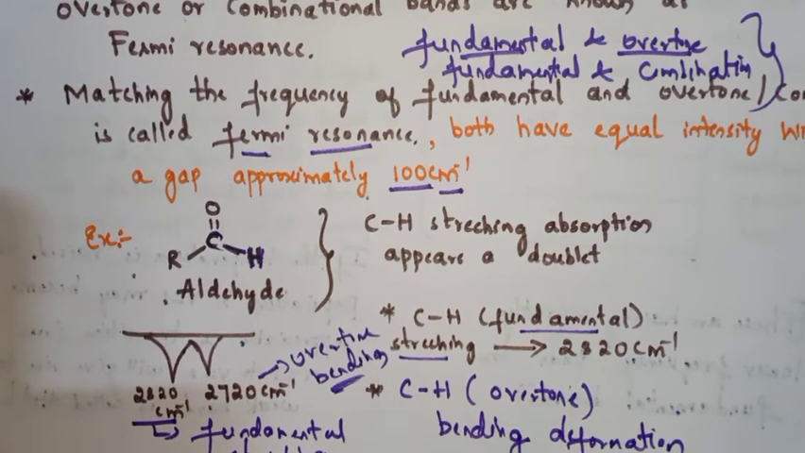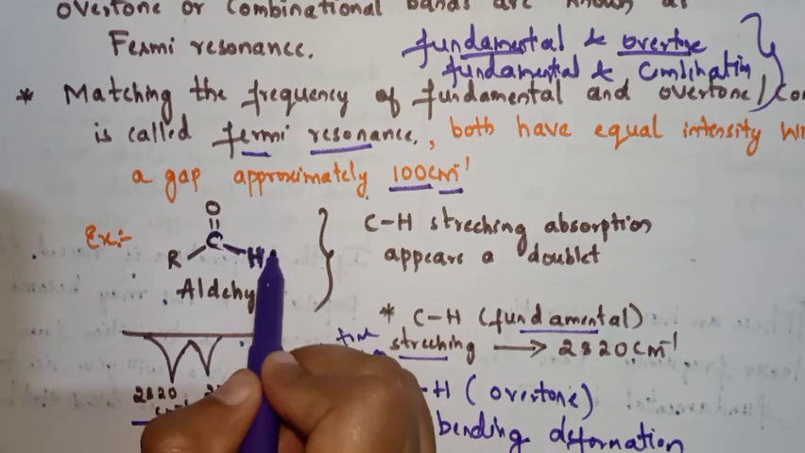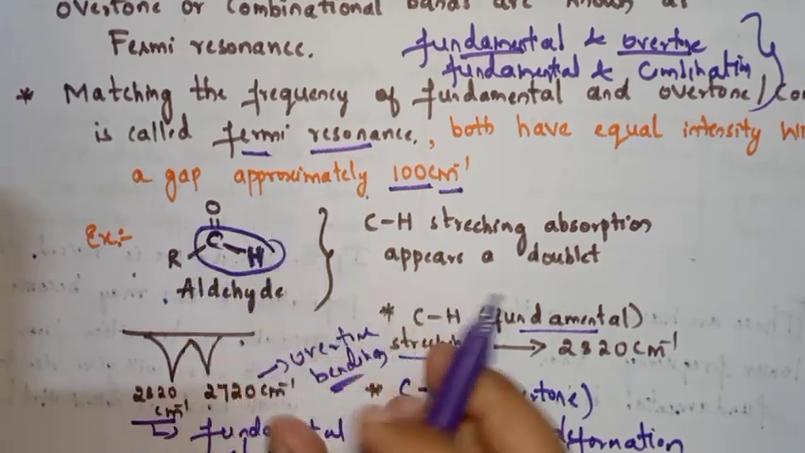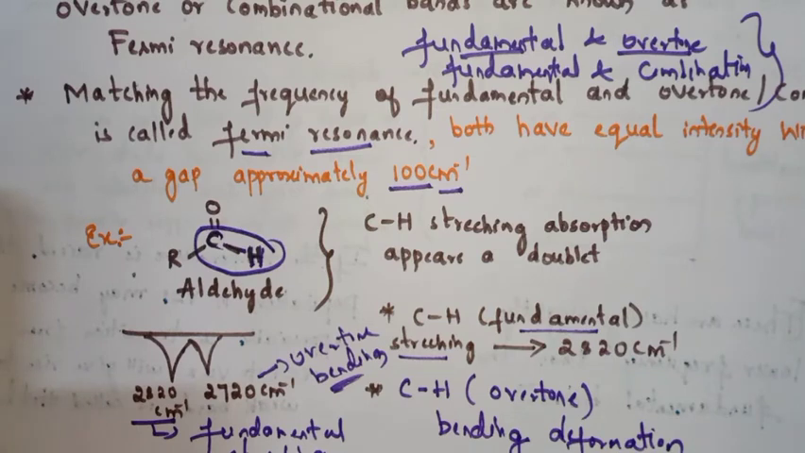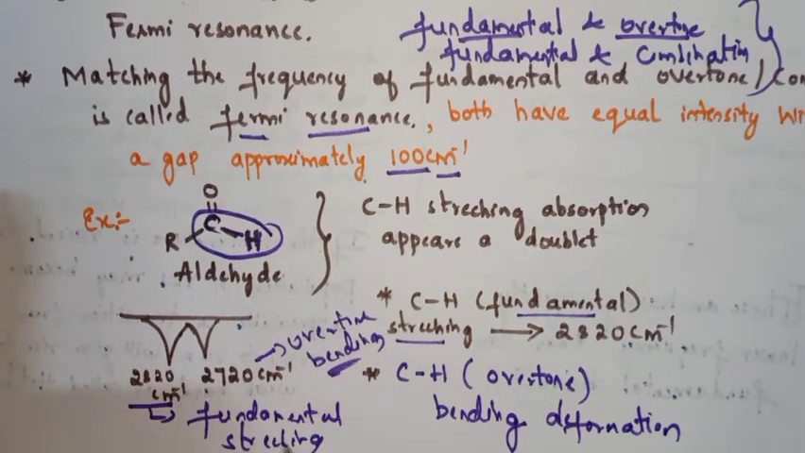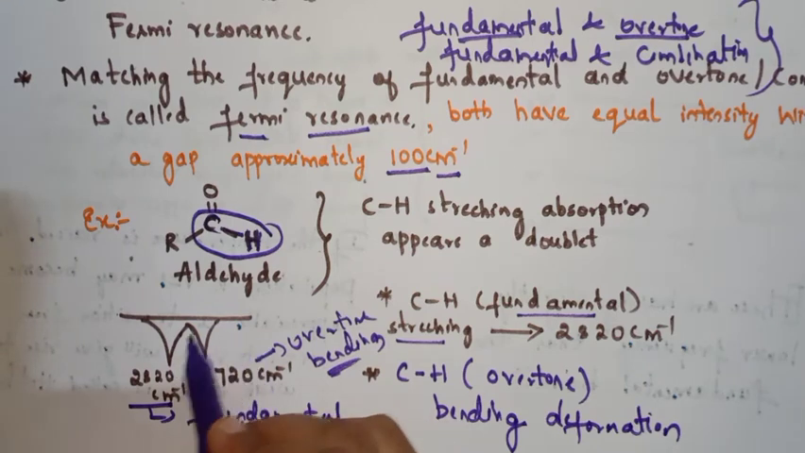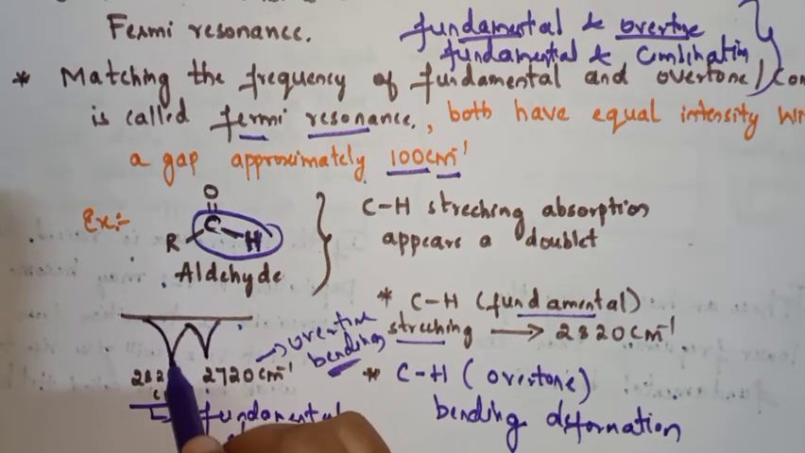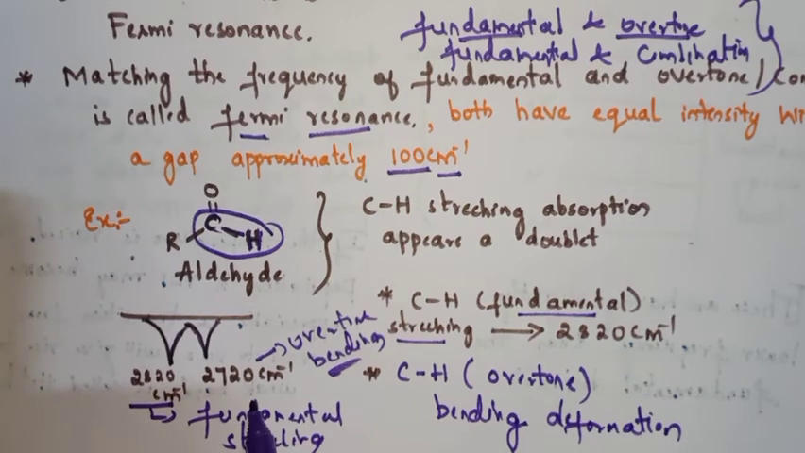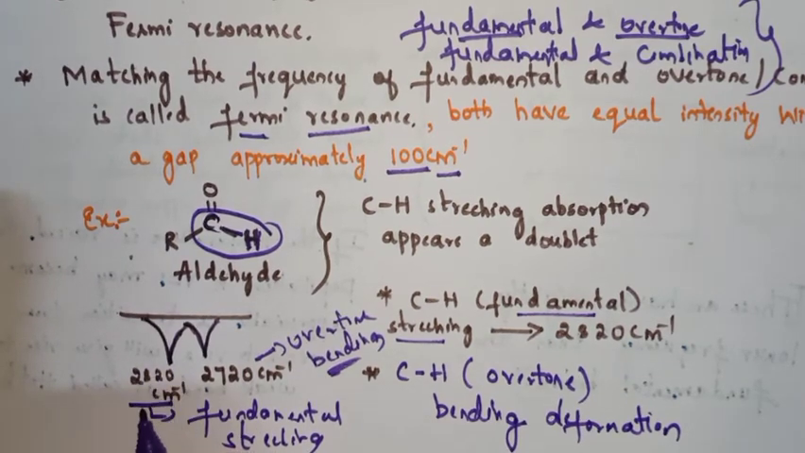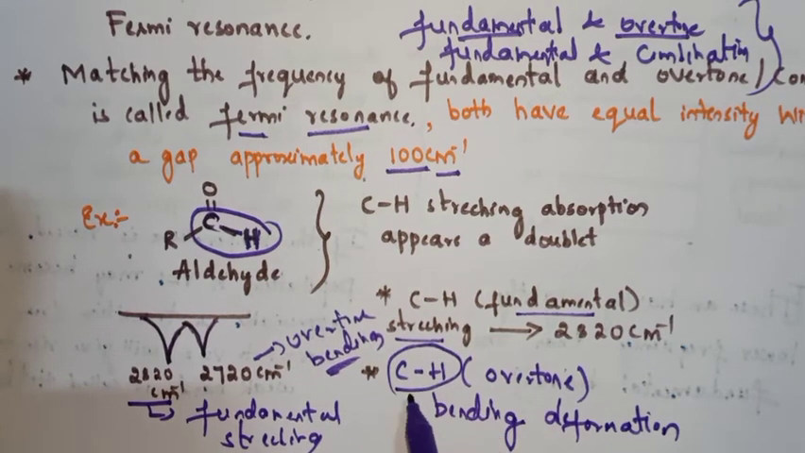So let's study what we have studied once again. See, here is an aldehyde. Here let's consider the CH stretching. This CH stretching absorption will appear as a doublet. So this band will have some frequency and this band will have some frequency. So here 2820 centimeter inverse for the CH stretching is of fundamental stretching and 2720 centimeter inverse is of overtone bending in the CH stretching.